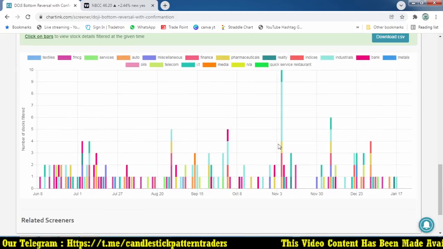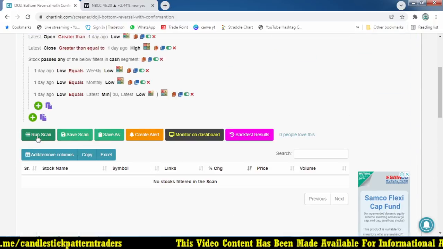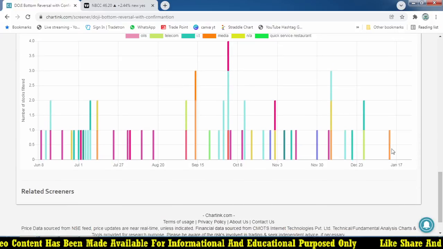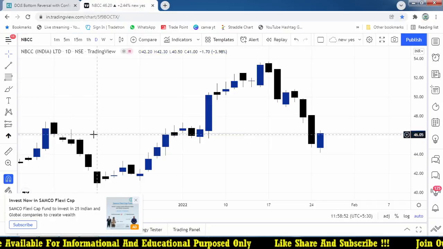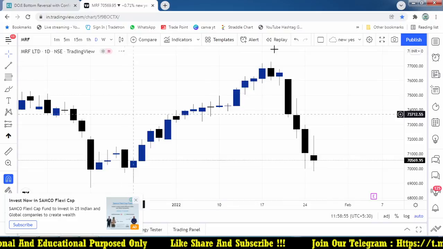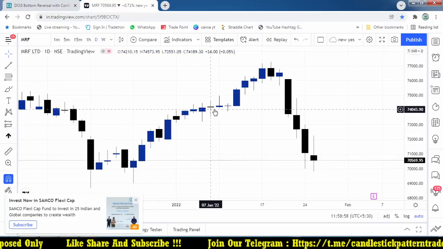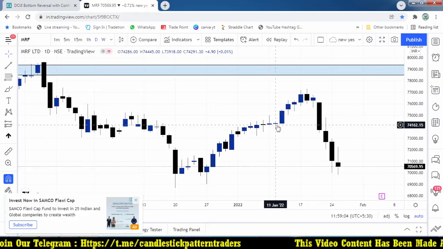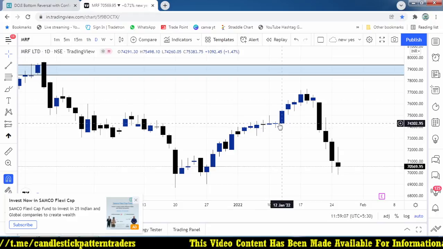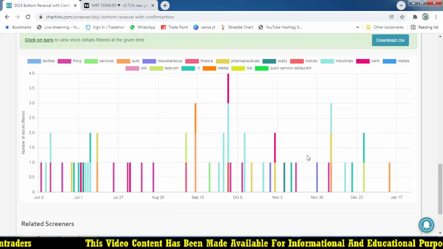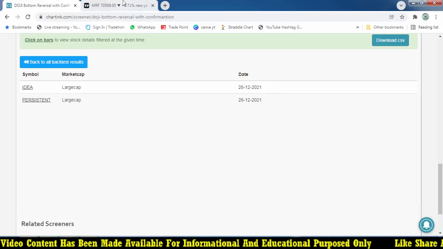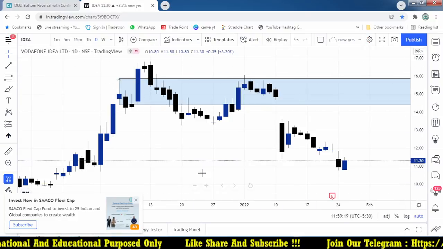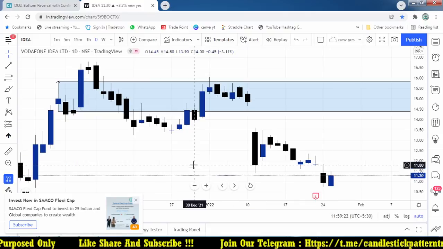Can you see how many stocks are present here? If I use this filter, we will reduce the number of stocks. And this one is happening on January 12. Let me see MRF. This is the 12th January, and can you see this is happening at a monthly low, I think, or weekly low. So that is the reason it is coming here. But the previous trend should be down, so that is not satisfying. Here are two stocks, one is Idea and another one is Persistent, on 28th December. So let me take Idea, 27, 28. Can you see this?